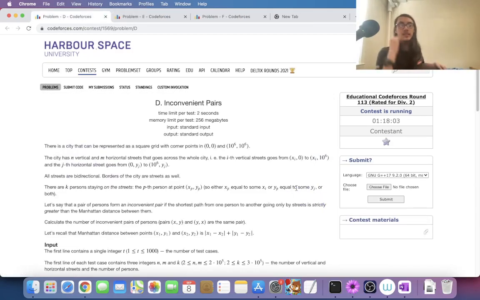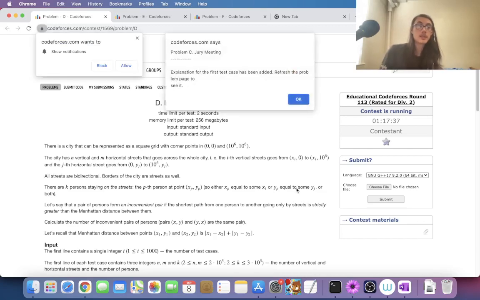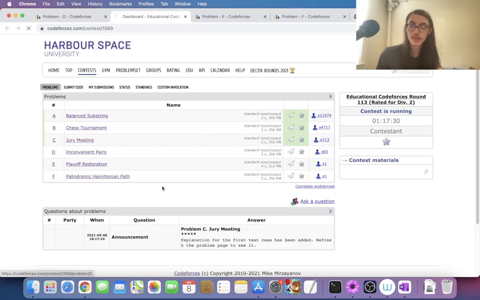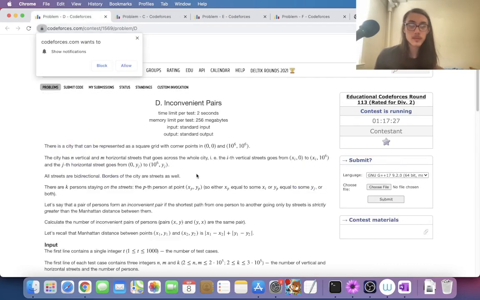Okay, D is next. There's a city that can be represented as a square grid with corner points in 0, 0, and 10 to the 6th, 10 to the 6th. The city has n vertical and m horizontal streets that go through the whole city. Borders of the city are streets as well. There are k persons staying on the streets, the pth person at a certain point. There's an inconvenient pair if the shortest path is strictly greater than the Manhattan distance between them.